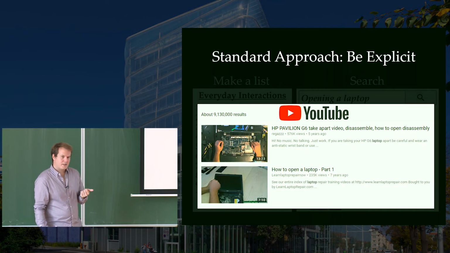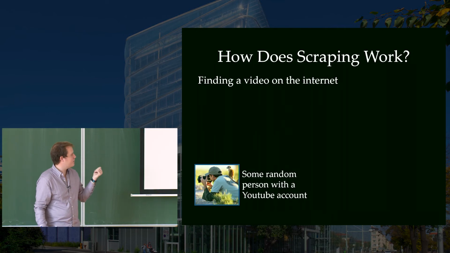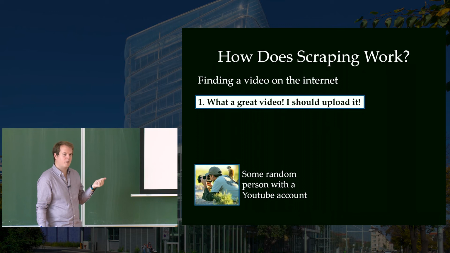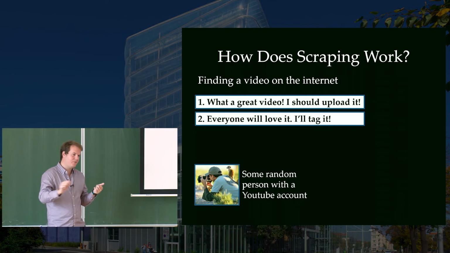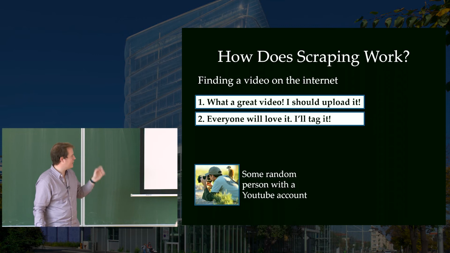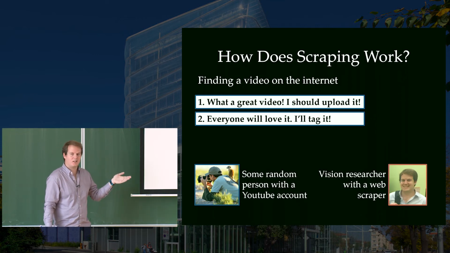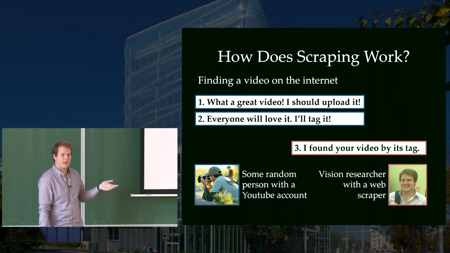And the reason why this is the case is you have to remember how YouTube data works. So some random person with a YouTube account says, I have a great video. I'm going to upload it. And they have to care to upload it. Then they have to care to tag it. And they're going to put some tags so that they get views. Maybe they're going to go commercial. Maybe their channel is going to blow up. It's going to be great. And then some vision person comes along with a web scraper and then just finds it by your tag.